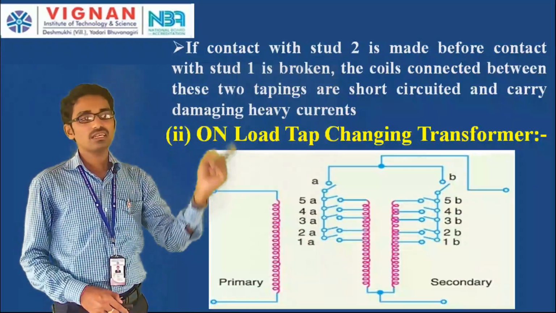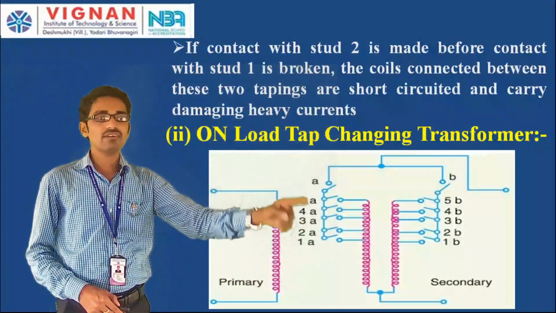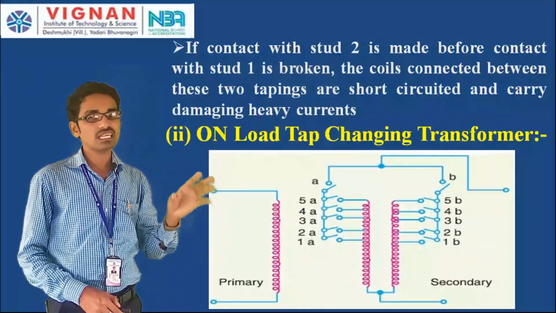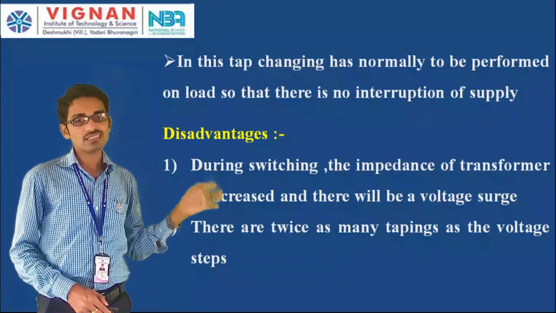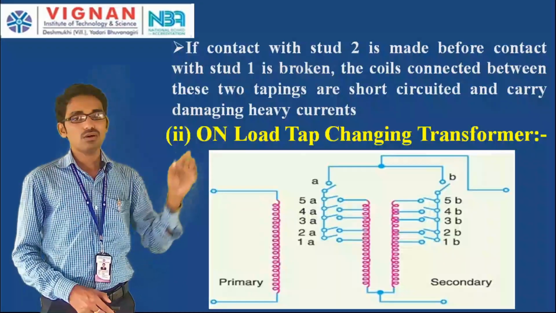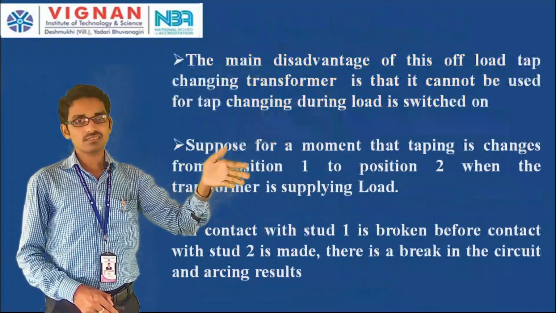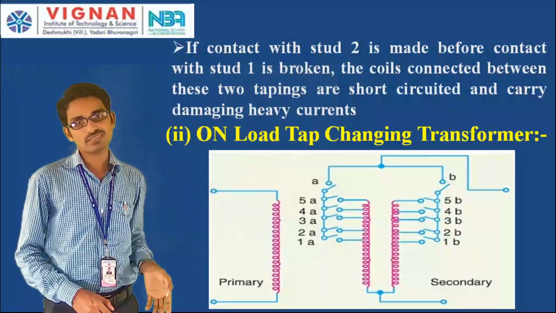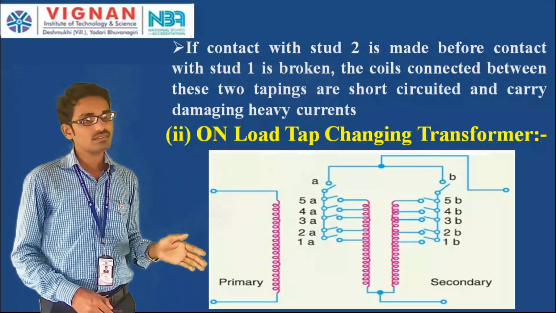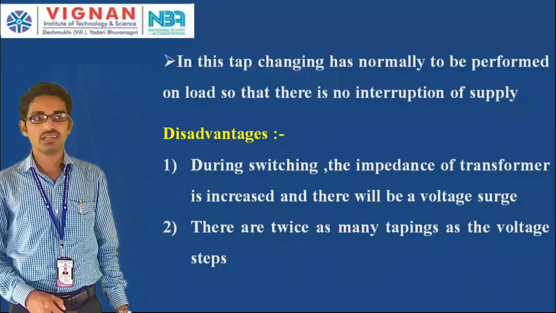But if you come to the on-load tap changing transformer, the secondary winding will have two windings, that is A and B windings. Two windings are required. That is, there are twice as many tappings as the voltage steps. In the first case you have only one side of tap changings, but here two tap changings are required. Two windings, two tap changings, that means you have high cost. Cost also increases, right?